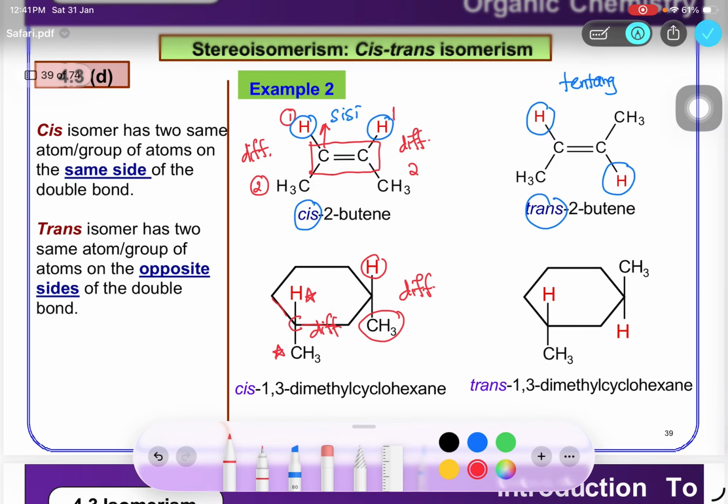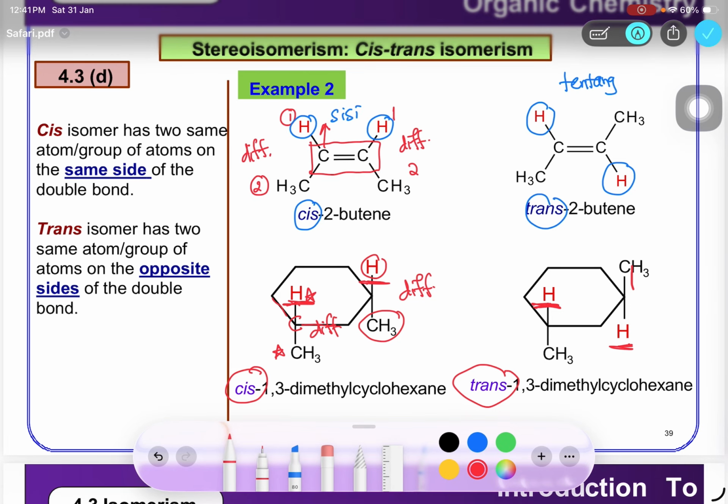Again, you will notice if the hydrogens are next to each other like this, we call it cis. If one hydrogen is up and one is at the bottom here, we call it trans isomer.